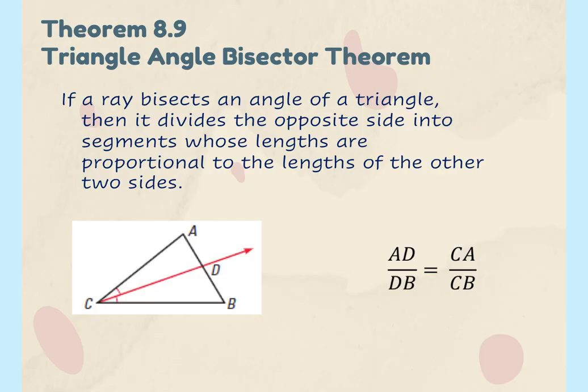All right, last theorem of the chapter and the notes for today, triangle angle bisector theorem. It says if a ray bisects an angle of a triangle, then it divides the opposite side into segments whose lengths are proportional to the side lengths of the other two sides. Yeah, it's a mouthful. But it's the same concept. An angle bisector this time is cutting the opposite side into two segments that are proportional to the two sides that are not intersected.